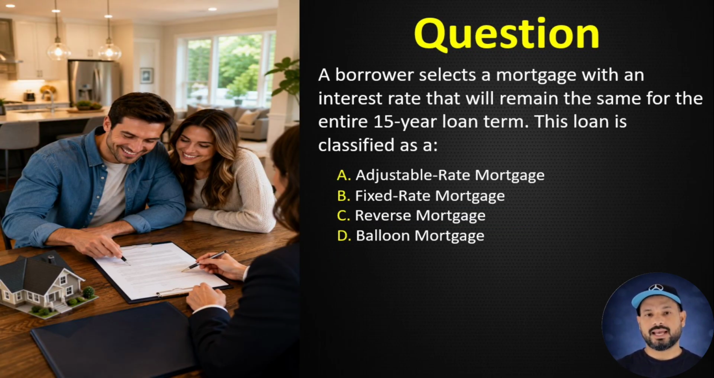Question number 48. A borrower selects a mortgage with an interest rate that will remain the same for the entire 15-year loan term. This loan is classified as A, adjustable rate mortgage, B, fixed rate mortgage, C, reverse mortgage, D, balloon mortgage. Correct answer B, fixed rate mortgage. A fixed rate mortgage maintains the same interest rate throughout the loan term.